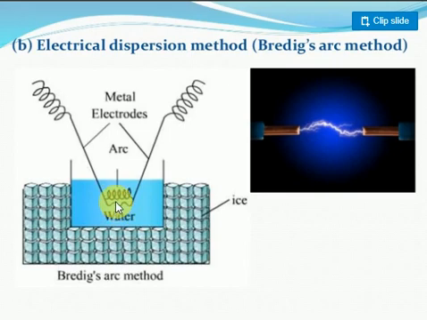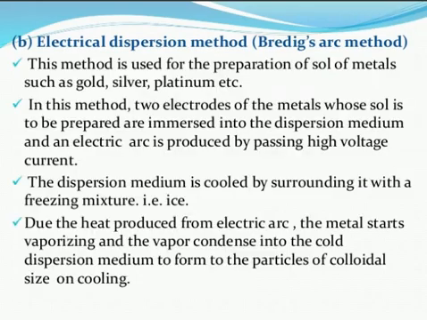Because of the temperature, the gold particles in the dispersion medium become vaporized. They come into the range of colloidal particles. In this method, two electrode metals whose sol can be prepared are immersed in the dispersion medium only. A high electrical voltage is passed through the electrodes.